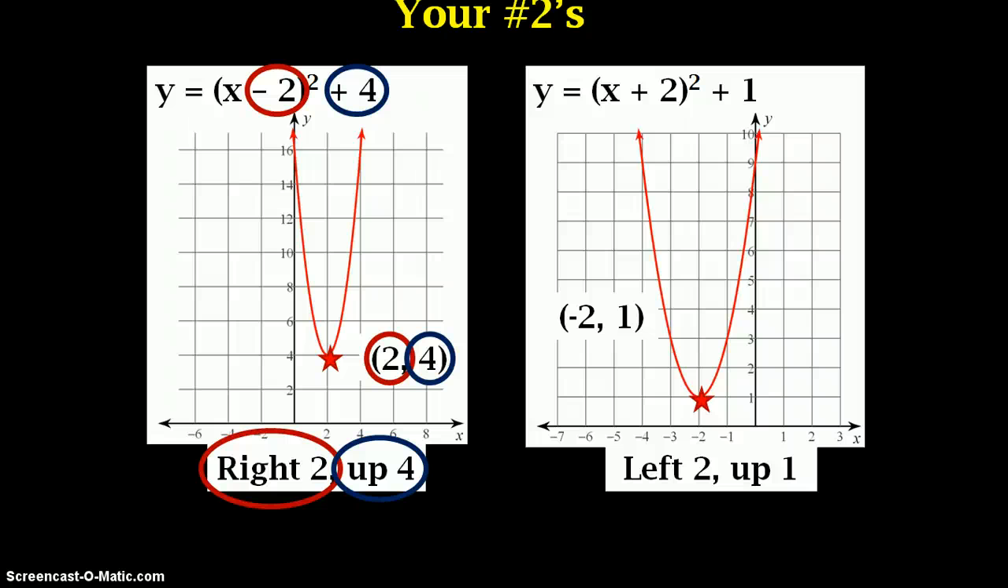Alright, let's look at it one more time. We have a positive 2 on the inside, the x value is the opposite, which is a negative 2, and to go negative 2 we would go to the left. And then the number on the outside is a positive 1. In the vertex, it's also a positive 1. And to go positive 1, we would go up 1.